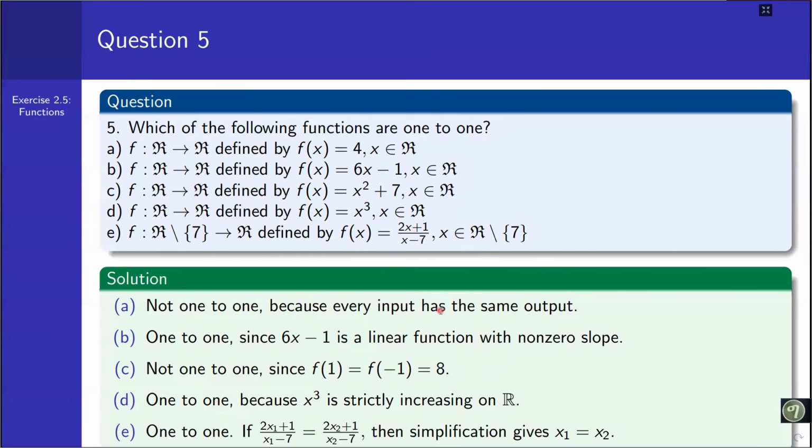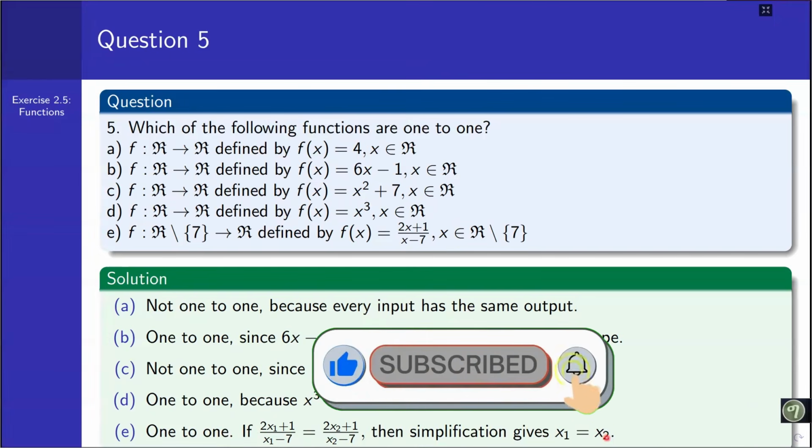By definition ምንድን ነው የሚለን? We have, if for any two x1 and x2 within this domain, f of x1, that is x1 plus 1 over x1 minus 7, is equal to x2 plus 1 over x2 minus 7, that is f of x1 is equal to f of x2. Then if we further simplify this expression using crisscross and certain mathematical manipulations, the simplified form of this expression will give us x2 is equal to x1.